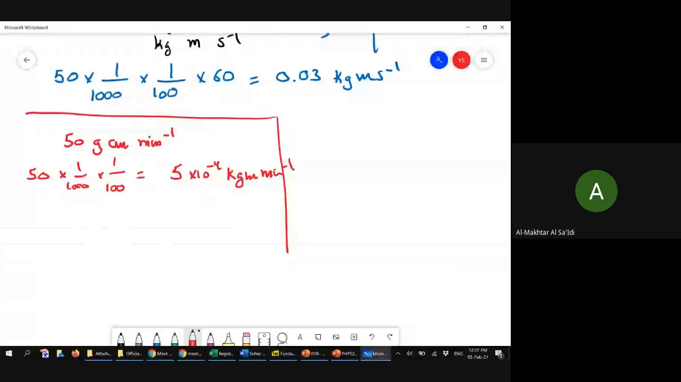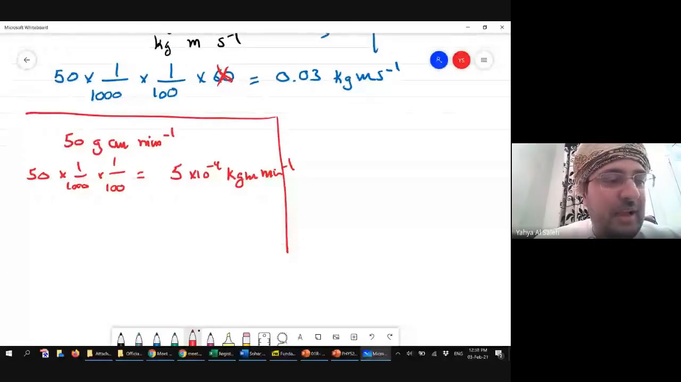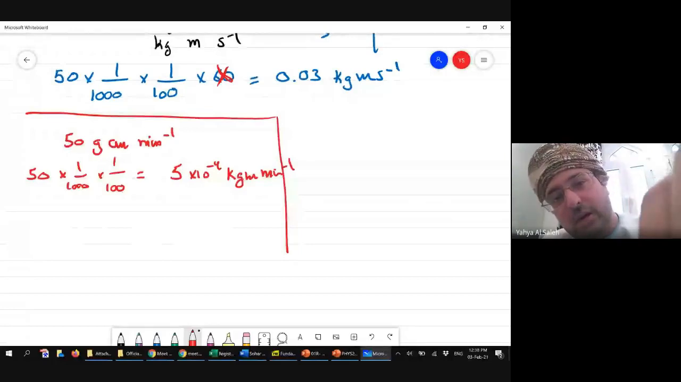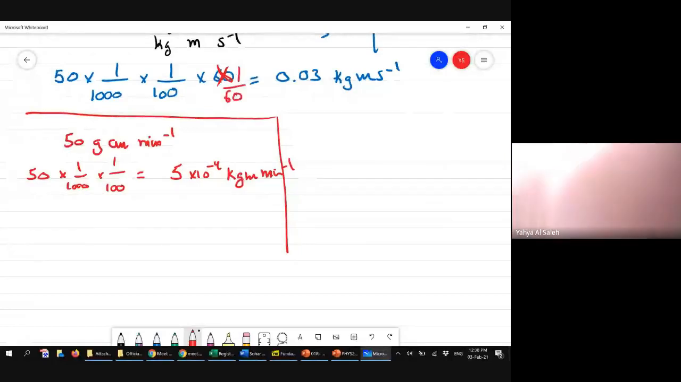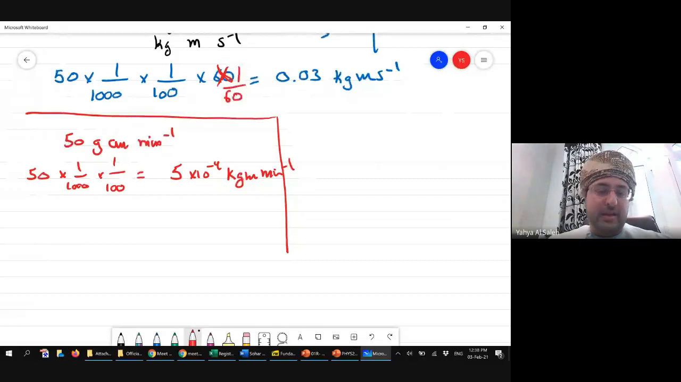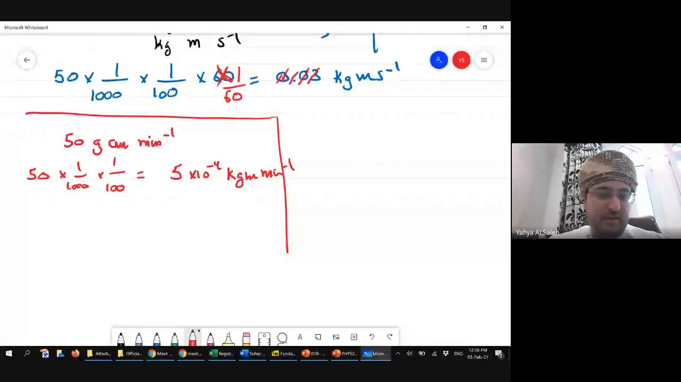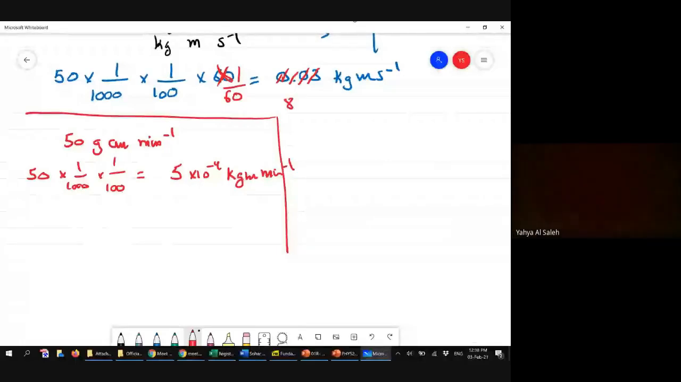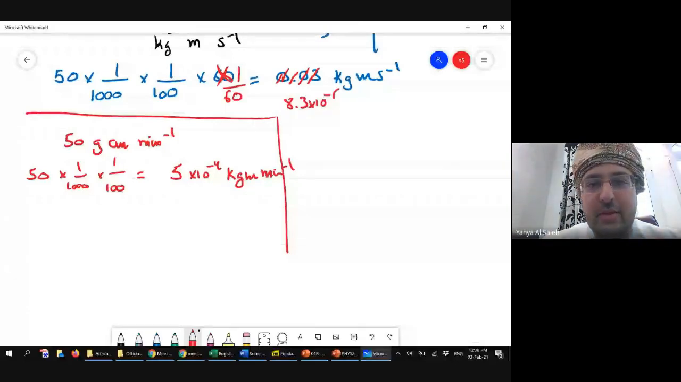Okay, so I made a mistake here. I get less. So I need to actually divide by 60. You are absolutely correct, which means this is wrong. And what it should be is 50 divided by 1000, divided by 100, divided by 60. It should be 8.3 times 10 to the power minus 6. Thank you to the students who were awake and spotted my mistake. Oops.